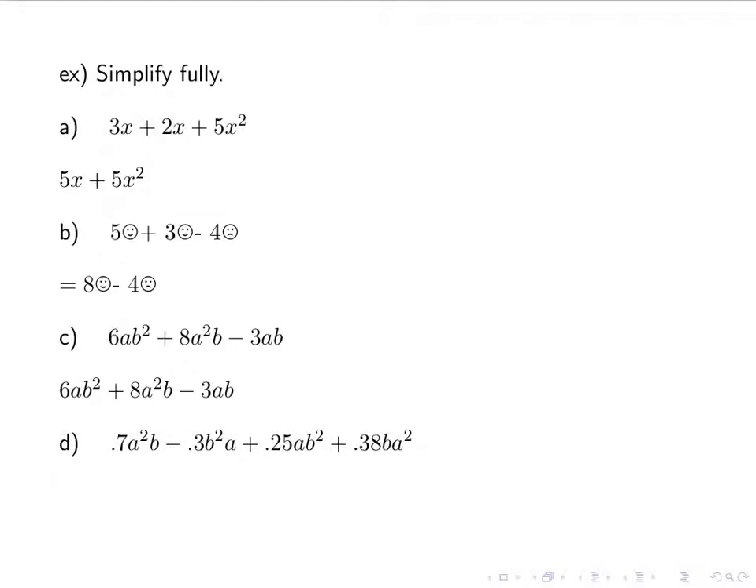For D, I have 0.7a squared b minus 0.3b squared a plus 0.25ab squared plus 0.38ba squared. So again, they all have an a, they all have a b, but now we have to make sure that the exponents also match. So here in my first term, I have a to the 2, b to the 1. Over here, I have a to the 2, b to the 1. It doesn't matter that they're in different orders. Remember, multiplication's commutative and associative. I can multiply in any order that I want.